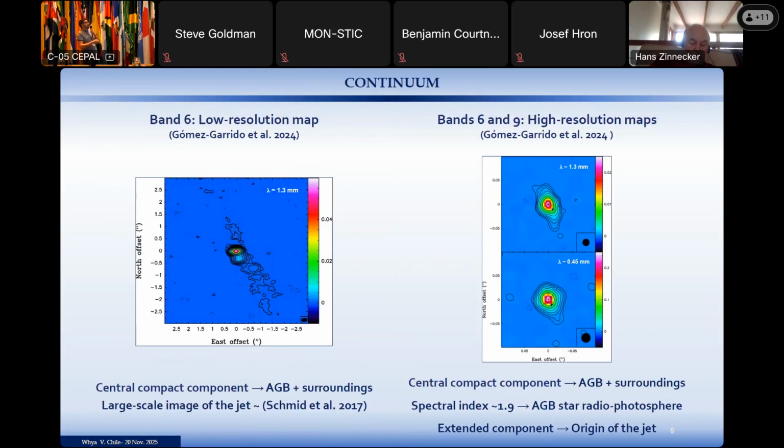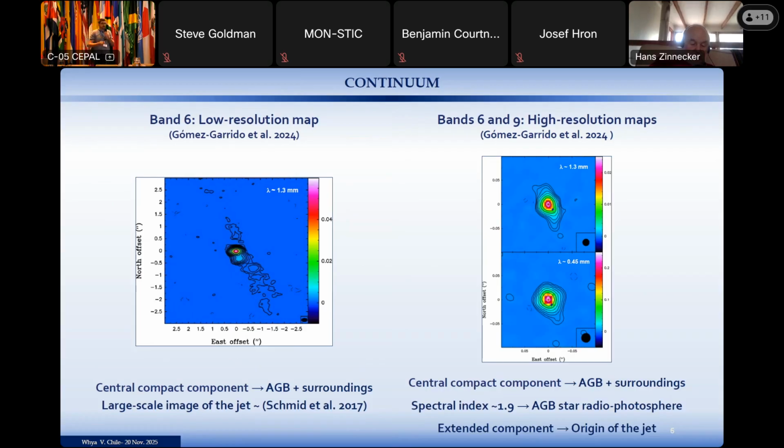In the figure on the left, what you can see is the low angular resolution map of the continuum at 1.3 millimeter, in band 6. And what you can see is a central intense component in the center of the map that we identify with the emission of the AGB star and its close surroundings. In this direction, there is an extended emission. This is the jet emerging from the white dwarf.